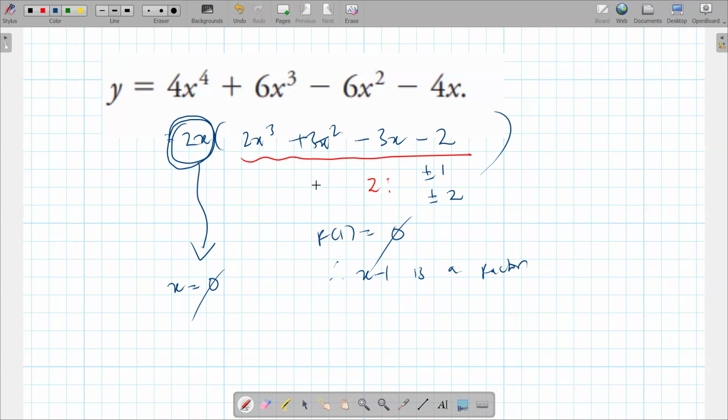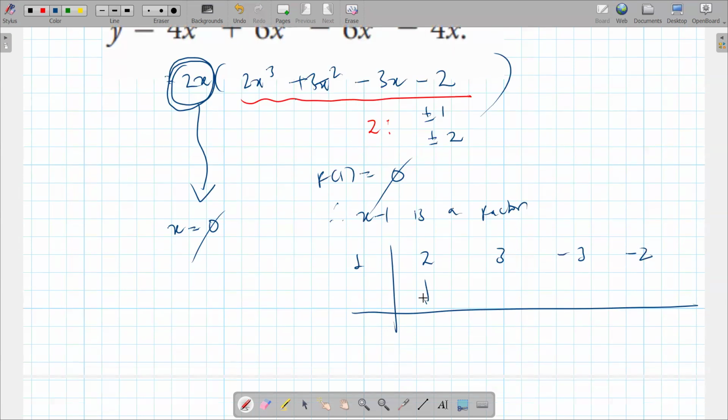Now we're going to use synthetic division. 1 on the outside. On the inside, we have 2, 3, -3, -2. This 2 always comes down as is, and then you multiply it diagonally. 1 times 2 is 2, add them up, 5. 5 times 1 is 5, add them up, 2. Sorry, this was supposed to be positive 2. -3 plus 5 is positive 2. 2 times 1 is 2, and -2 plus 2 gives you a remainder of 0. Therefore, this is 2x squared plus 5x plus 2.